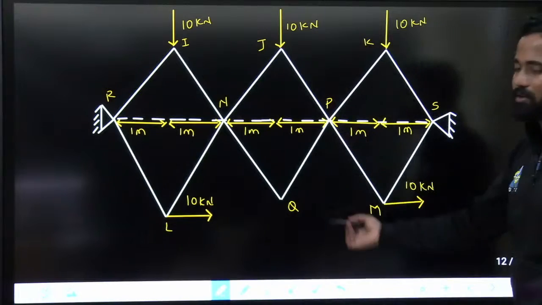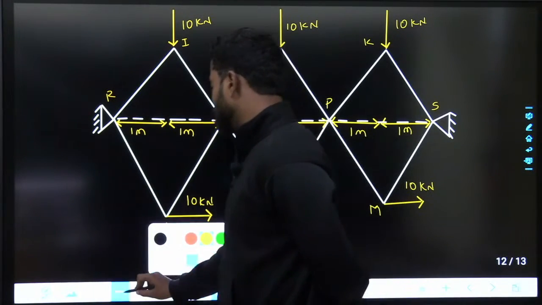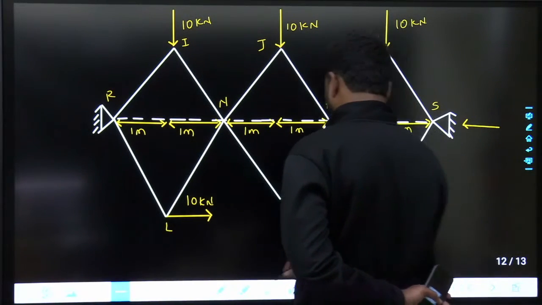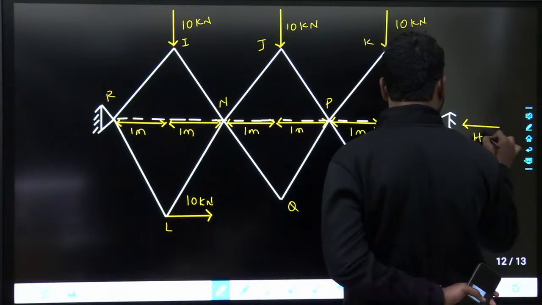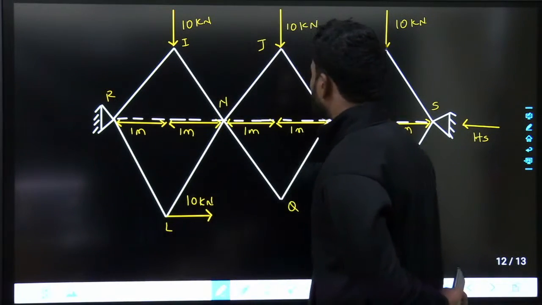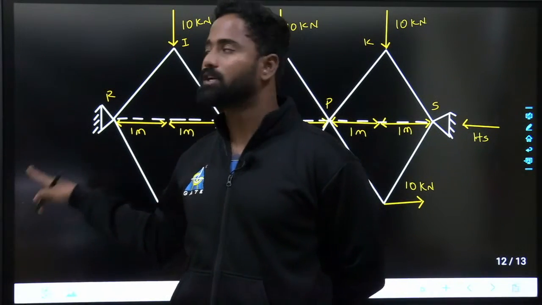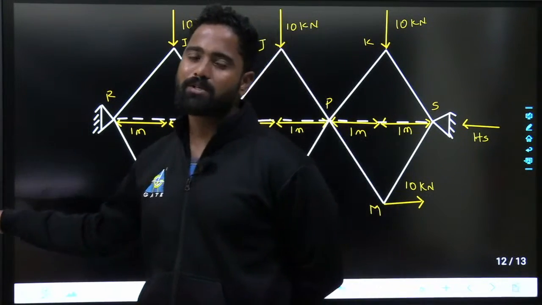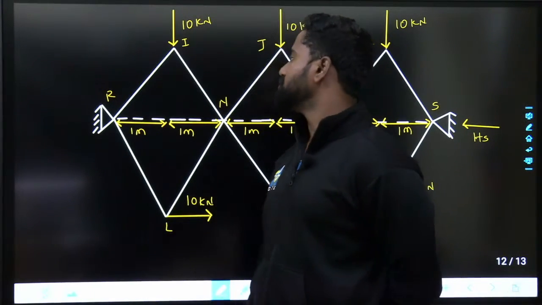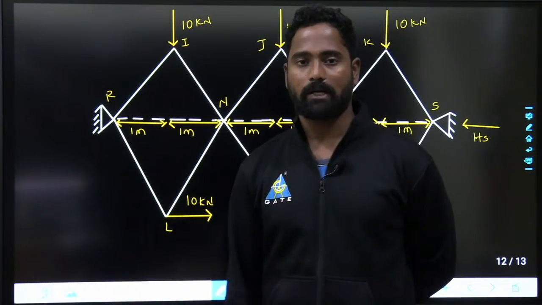So anyway, this is a frame that is given to you. He is asking what is the horizontal reaction at S. HS, he is asking this. Fine. This is a frame. This is not a truss. In the question itself, they have mentioned this is a frame. You can't do this by method of joints or method of sections. You have to either use the strain energy method or the principle of virtual work.